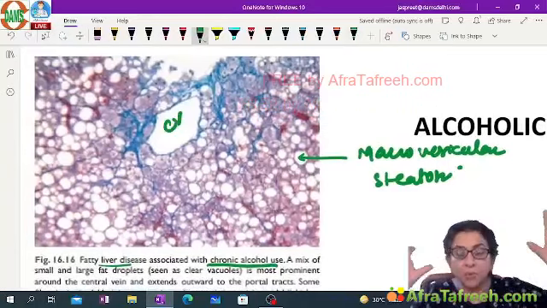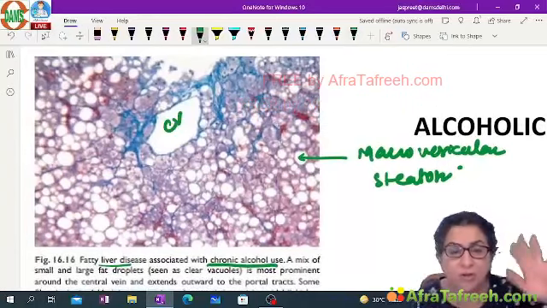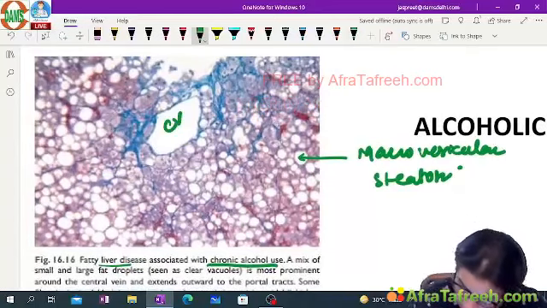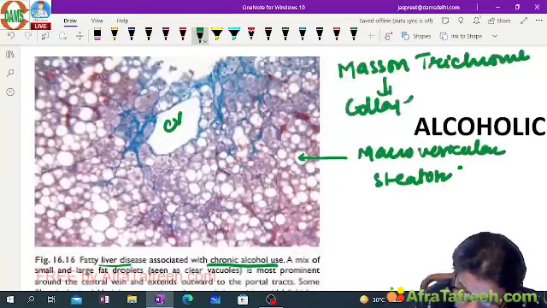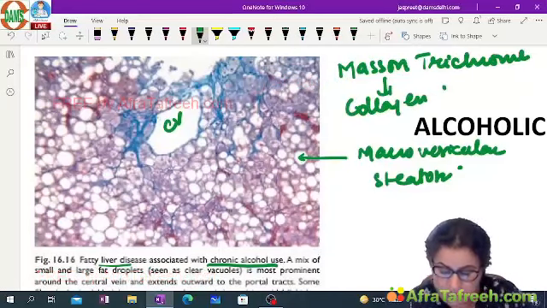What you see in blue color here is not a normal stain. This is a stain called Masson's trichrome. And this is a stain for collagen.